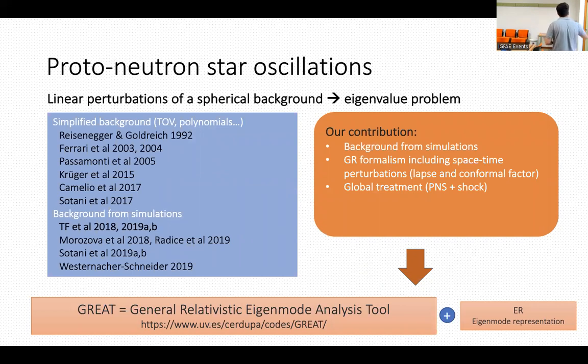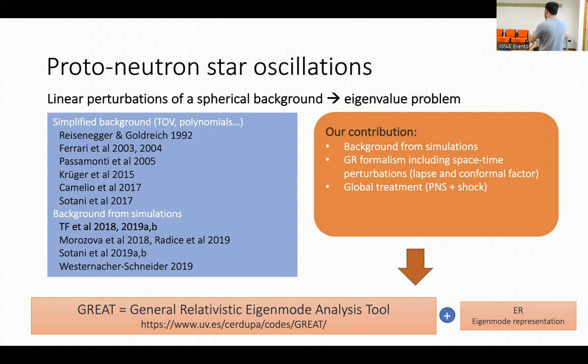Many works have been working on that since Reisenegger and Goldreich in the 90s. But they use simplified backgrounds to compute the equation, something with TOV or some polynomials that fit the emission. And our contribution, what we change with our code, is to use the background from a real numerical simulation.